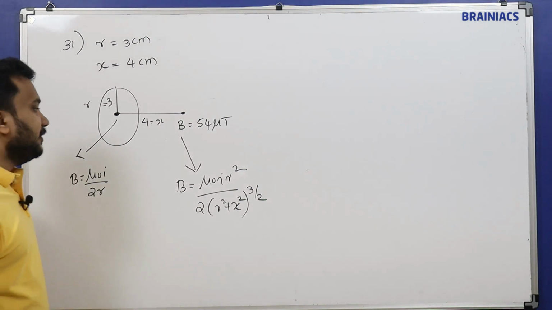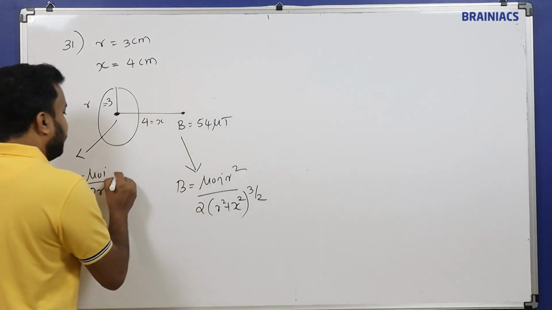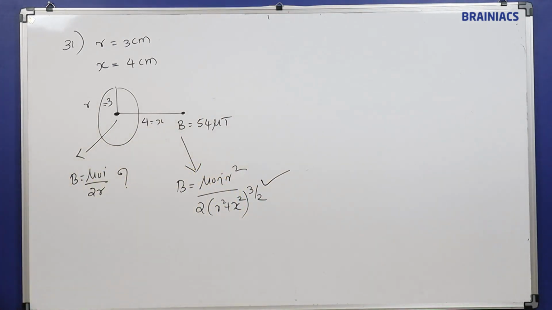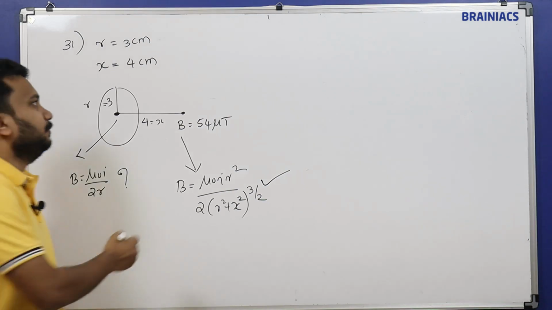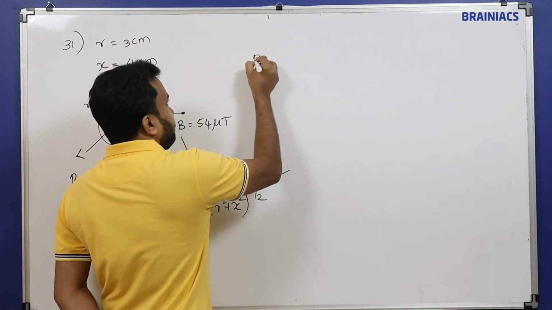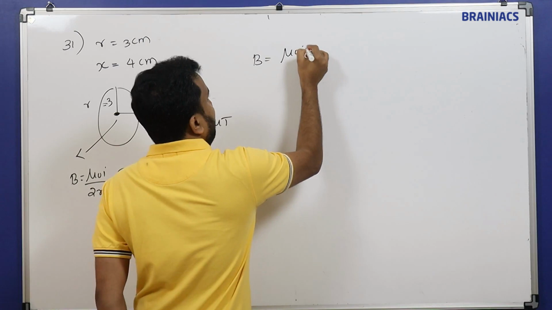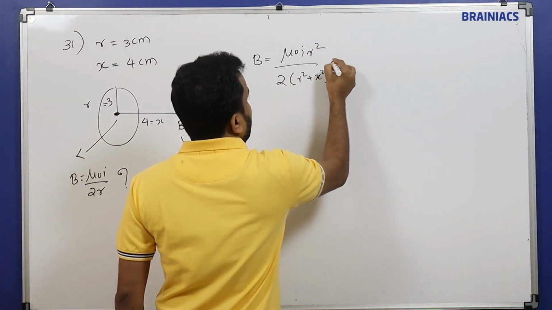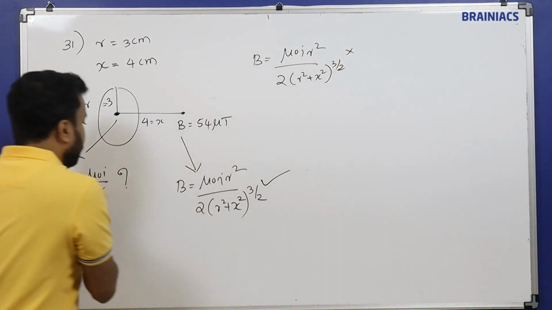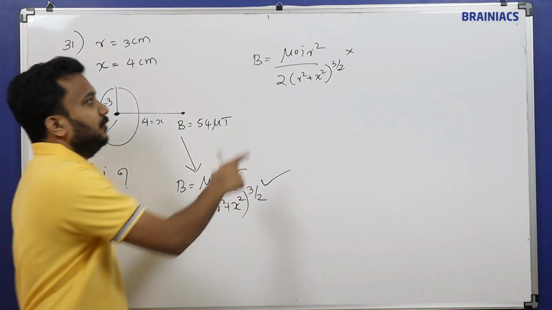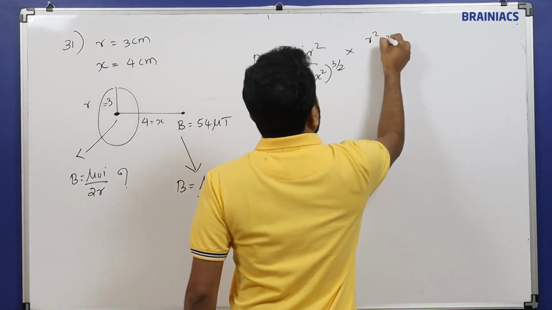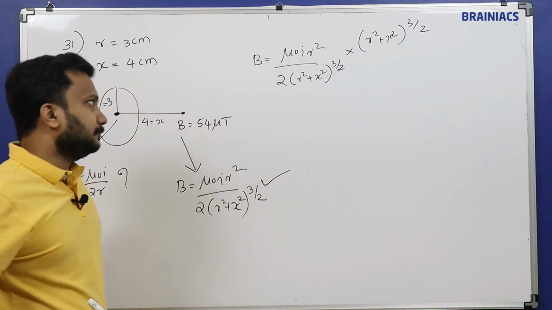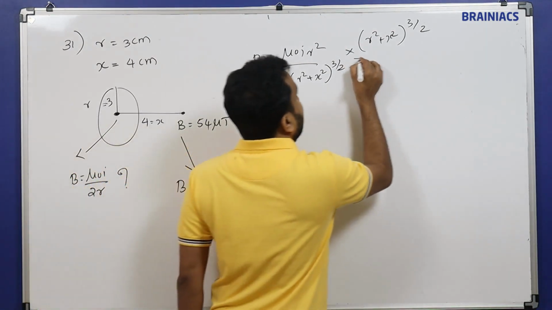Now this is given to us, and we need to find this. So let me write B is equal to mu 0 I r square divided by 2 into (r square plus x square) whole power 3 by 2. I need to get the center formula from this one. So what should I do? I have to multiply it with (r square plus x square) whole power 3 by 2, so that both get cancelled.